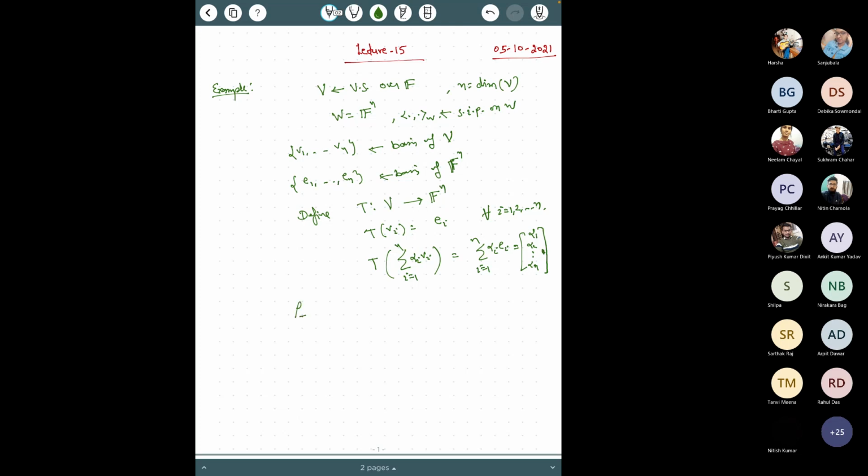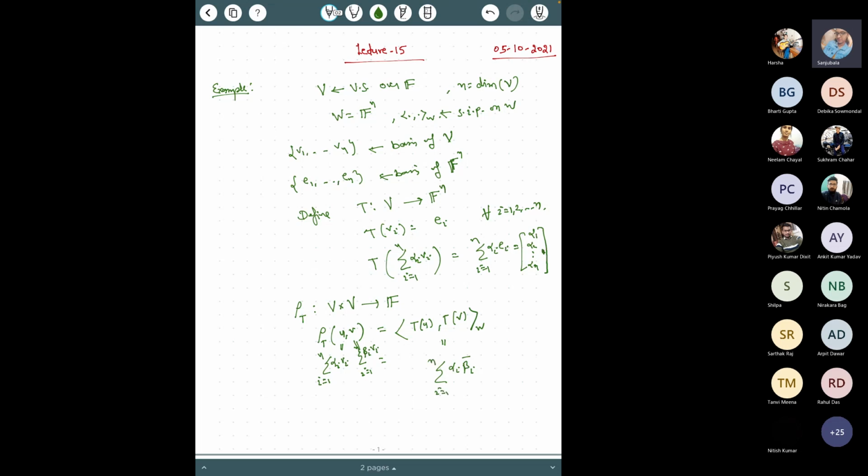That means this map rho T from V cross V to F is defined as follows. You take any two vectors u and v and send them to the standard inner product of T of u and T of v. So what is this? If you write u as the sum of alpha i vi and v as the sum of beta i vi, i equal to 1 to n, then can you tell me what it would be on the right hand side? Alpha i beta i bar, summation i equal to 1 to n.